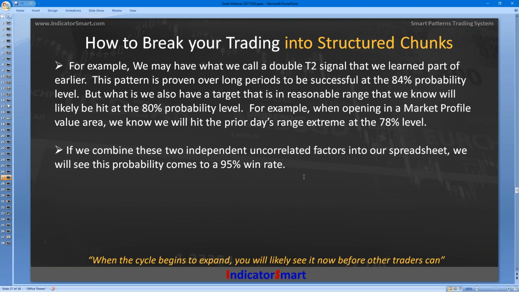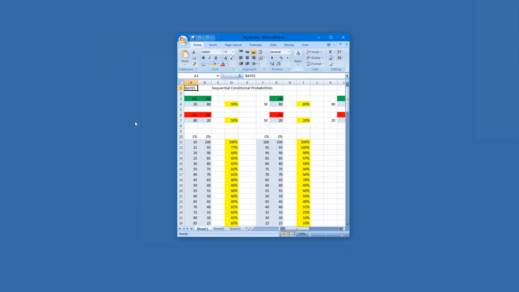So if we combine these two independent, uncorrelated factors together into our spreadsheet, let's count it up. We got 84 and we got 78, right? So I'm going to pull the spreadsheet over. Here's my spreadsheet. So we had 84 for the double T2, and we have 78%, and that gives us a 95% win rate, right? When you get this sheet, you can see the formula is all right in there. And you could look that up on Wikipedia. It'll show it to you too. It's just called Bayes' theorem.